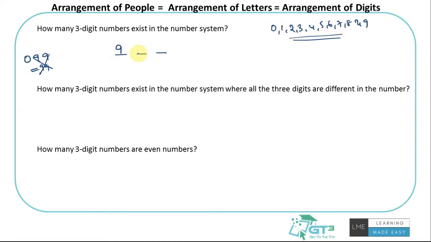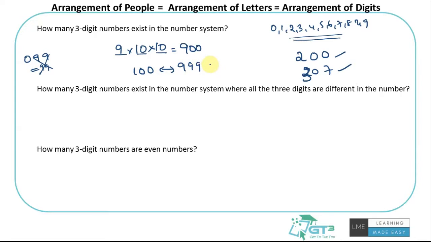Coming to the second blank, I can use any of these 10 digits, right? I can even have 0. Like I can have a number starting with 2, then 0 and 0. 200 is a 3-digit number. 207 is a 3-digit number, so 307 is a 3-digit number. So yes, I can have any one of those 10 digits. Again, for the last digit also I can put any one from the 10. So the number of 3-digit numbers is 900, which is true, right? The smallest 3-digit number is 100, the largest is 999, and these are basically 900 such numbers.